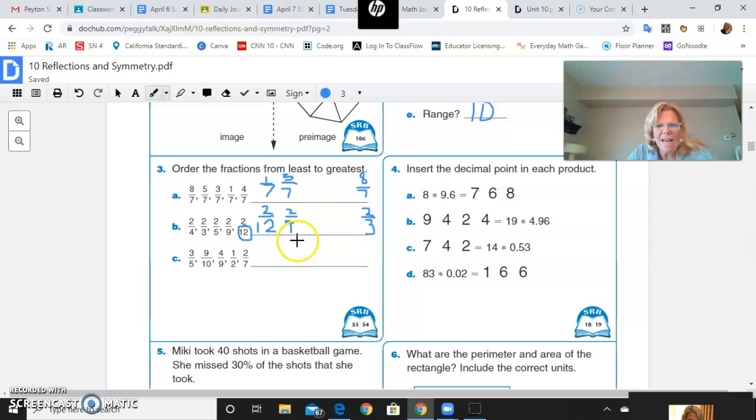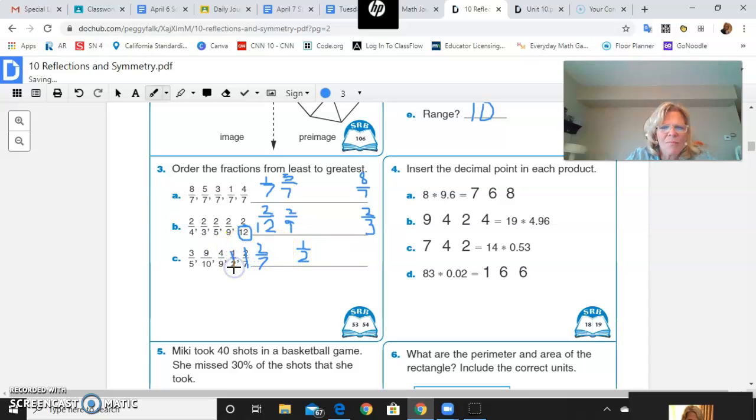I would go like half. I know 1/2 would be half. And then compare to half. So which pieces would be smaller than half? Well, I know 2/7 would be smaller than half. Half of 7 would be 3.5. So you could compare that with 1/2. Okay, so that one's out.